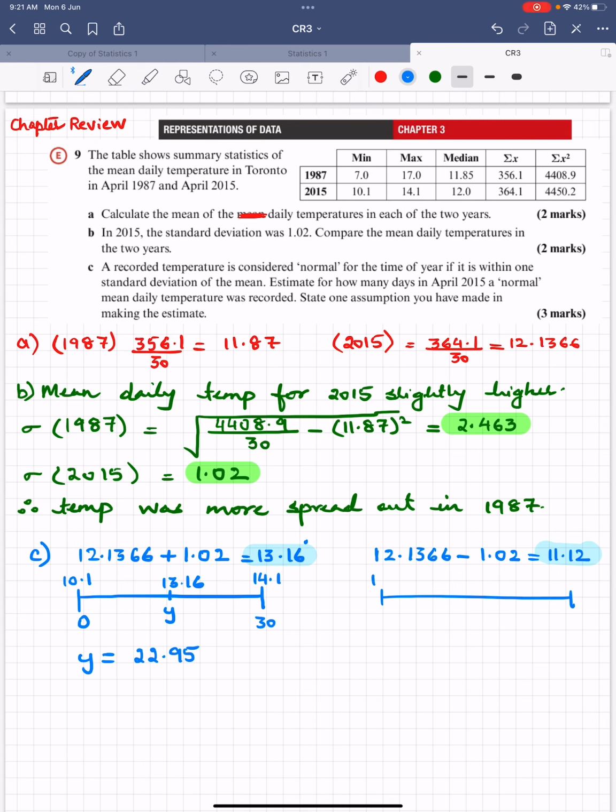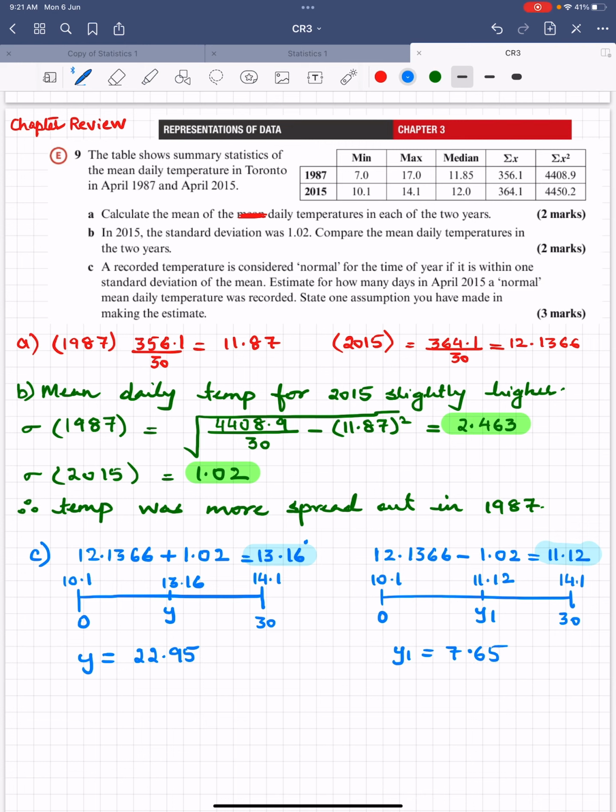Now for the lower side, again we have the limit 10.1 to 14.1. We are looking for a temperature of 11.12. The number of days are 0 to 30, and let us call this as y1. When we calculate y1, we get 7.65.